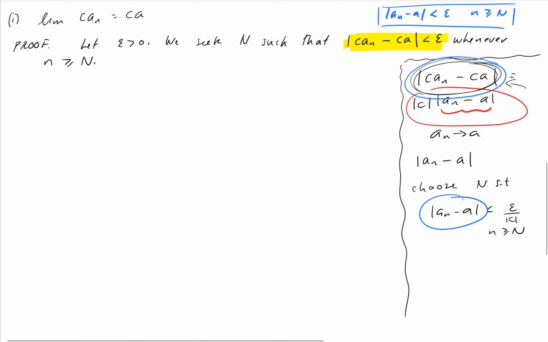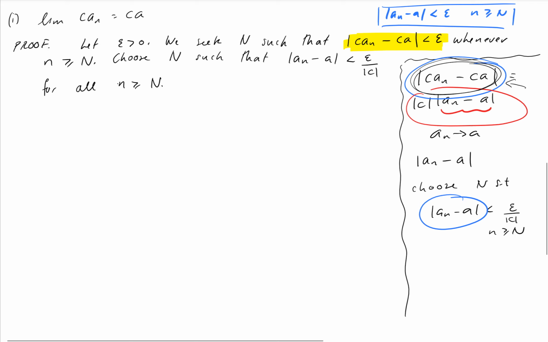So if we go back to our actual proof, we just say choose n such that absolute value of AN minus A is less than epsilon over absolute value of C for all n greater than or equal to n.